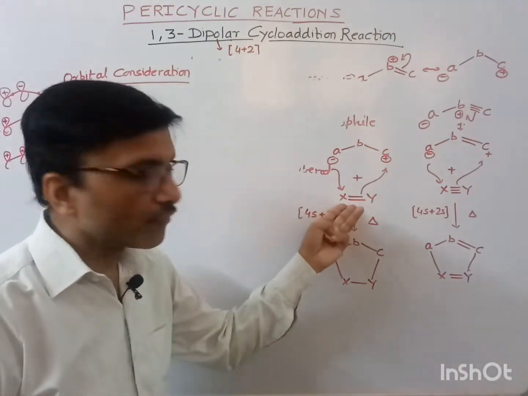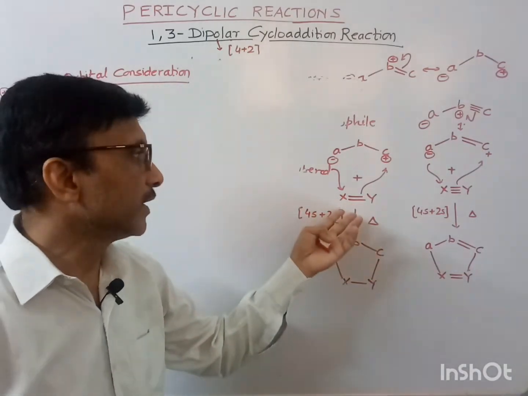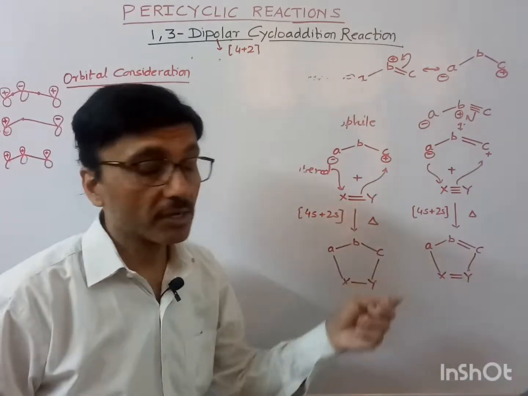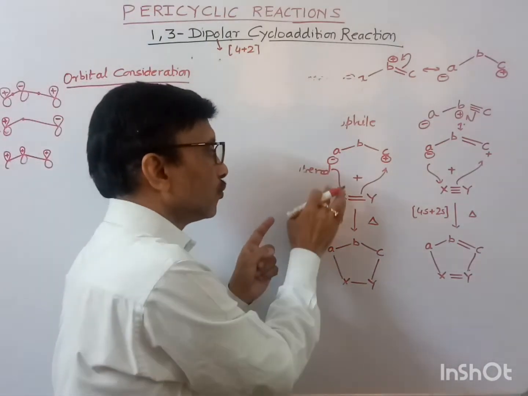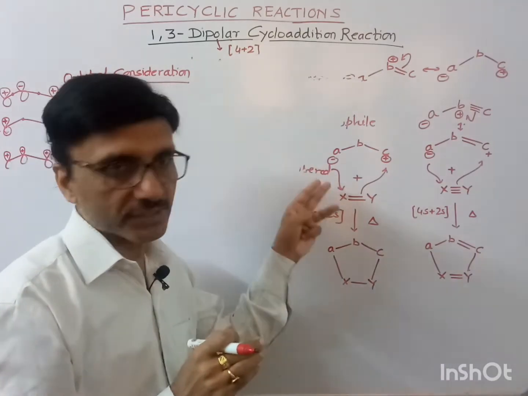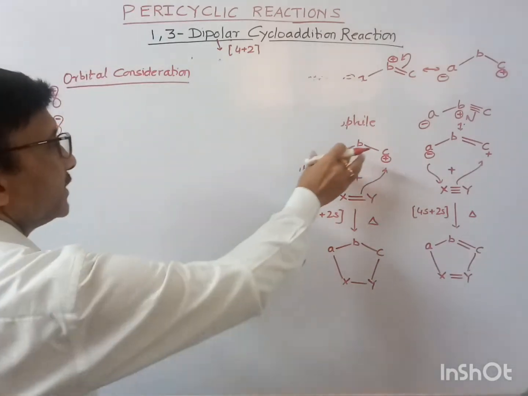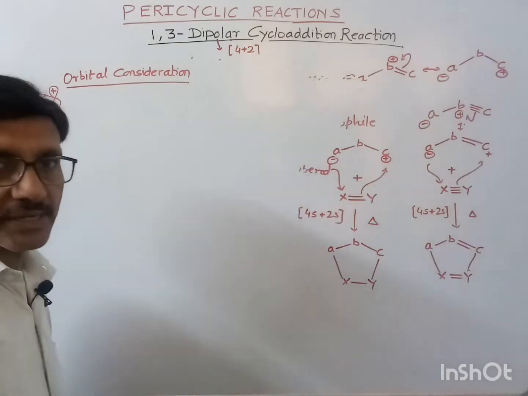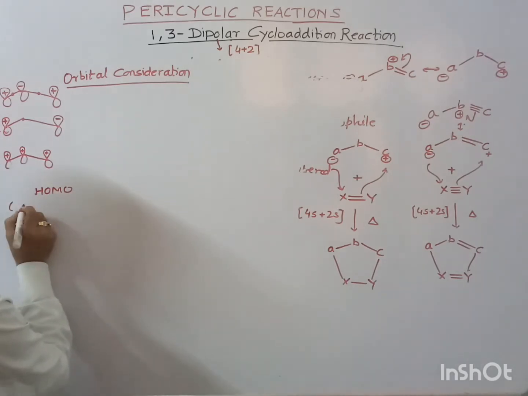And the dipolarophile contains 2 molecular orbitals similar to an alkene type of system. Either you may write pi1 and pi2, or pi and pi star. Now either this may act as the HOMO and that as the LUMO, or vice versa. Suppose I take the HOMO of the 1,3-dipolar species.